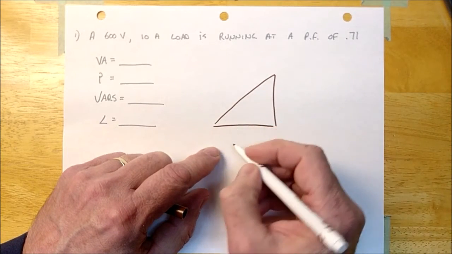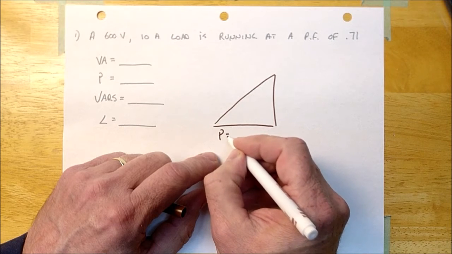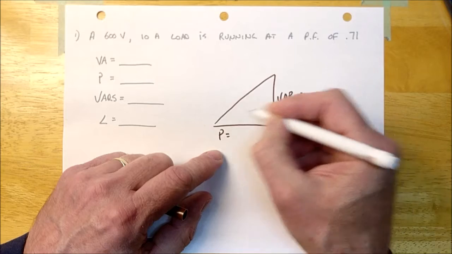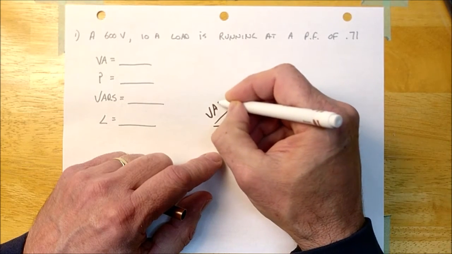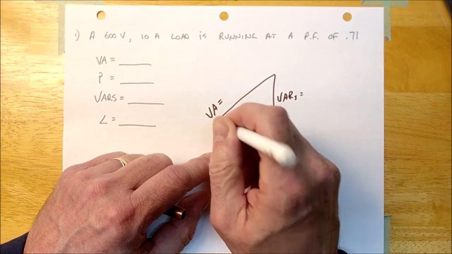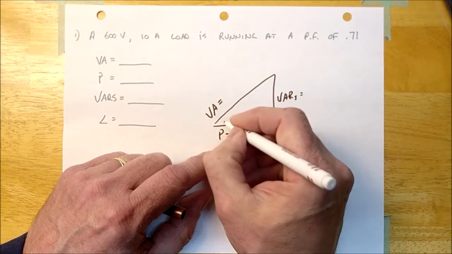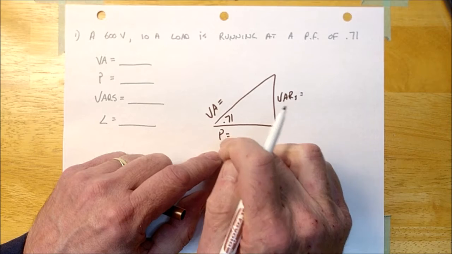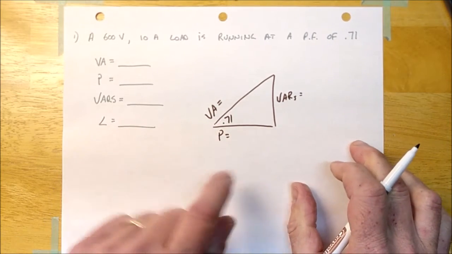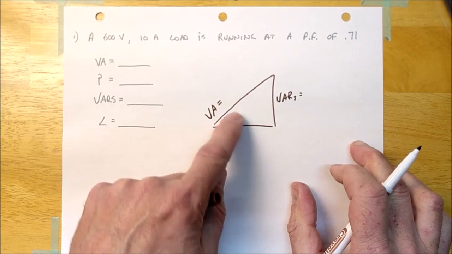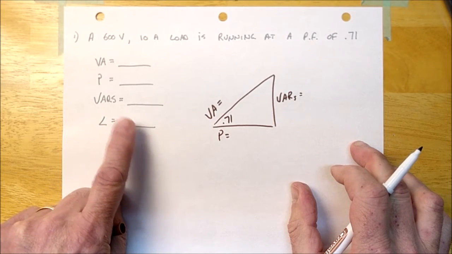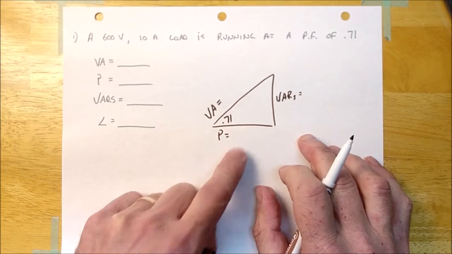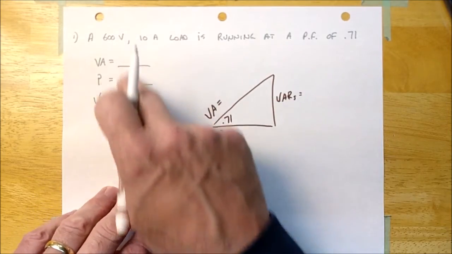It is always going to be a right angle triangle. My true power is always going to be here. My reactive power is always going to be here. And my VA is always going to be here. And the power factor, you can just stick it in right here because it represents the relationship between this and this. So here's my power phasor diagram, and there's an angle here, which I could calculate, and we will eventually, okay? But for right now, I'm just going to put my power factor right in there, and we're going to see if we can solve these three sides.